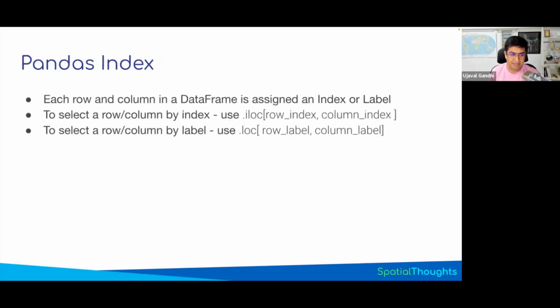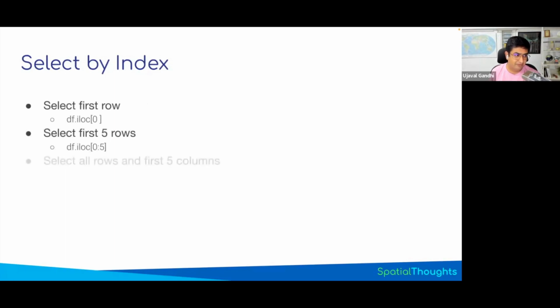Go back and say iloc and give row index and column index. So you can say, I want to select all rows and first 5 columns. How would we do this? What's the notation for selecting everything? Colon. If you just give a blank colon, that means start at the beginning, end at the end. So you can say df.iloc[:, 0:5]. So all rows and first 5 columns.